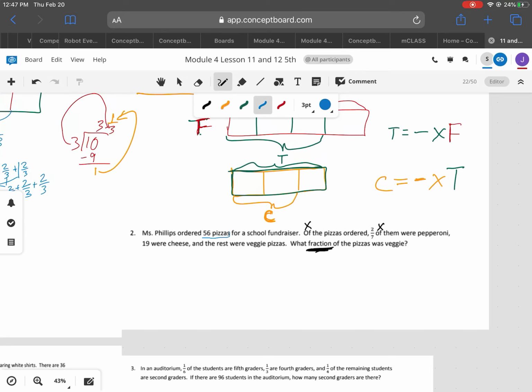Alright? Now, what do we have as our whole? We know that our whole is 56 pizzas. So when we make our tape diagram, we know that our whole is 56. We know that 56 is the total, and we know that 2/7 is our pepperoni. 19 were cheese. Okay? So let's find out the pepperoni first.